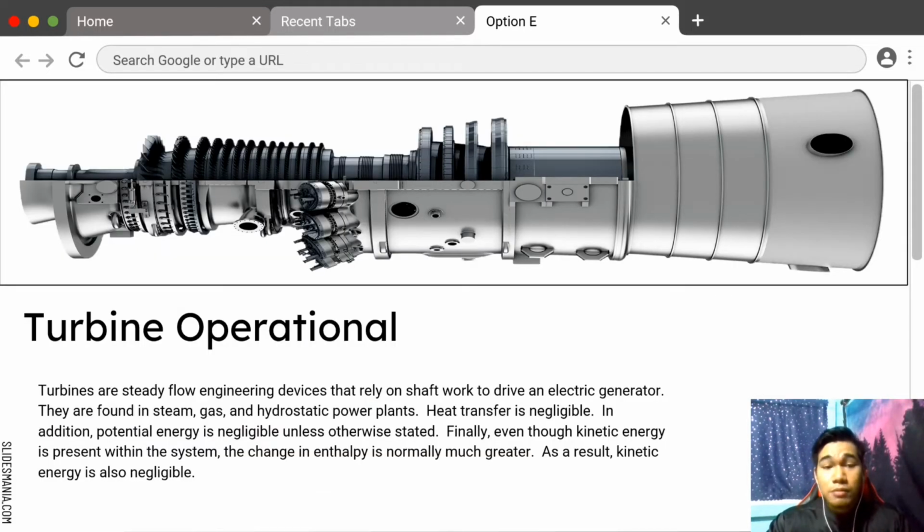For the turbine operational, turbines are steady flow engineering devices that rely on shaft work to drive an electrical generator. They are found in steam, gas, and hydroelectric power plants. Heat transfer is negligible. In addition, potential energy is negligible unless otherwise stated. Finally, even though kinetic energy is present within the system, the change in enthalpy is normally much greater. As a result, kinetic energy is also negligible.